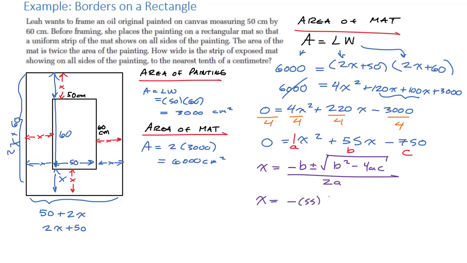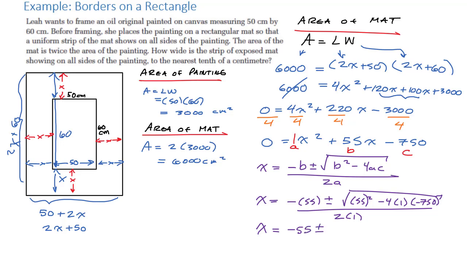Negative 55 plus or minus the square root of 55 squared, minus 4 times 1 times negative 750. And when you do your work, set it up like this. After this, you can kind of jump to your calculator if you prefer. All right, so I'm going to break it down here. I'm going to end up with negative 55 plus or minus the square root of, once you square the 55 and go 4 times 1 times 750, add that to the 55 squared, you're going to get 6,025, divided by 2.